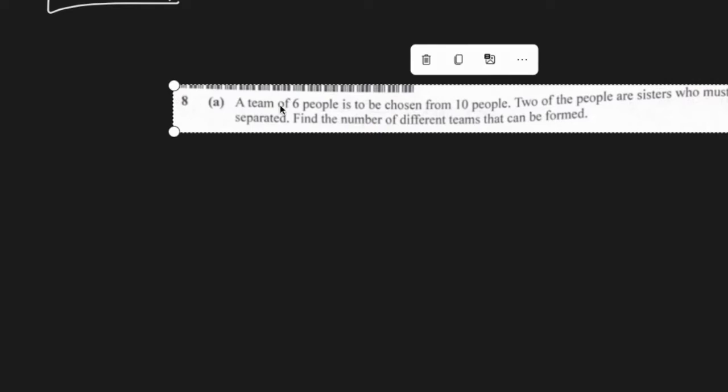This is about a team of 6 people to be chosen from 10 people. Okay, chosen. All right, two of the people are sisters. That means 2 sisters plus 8 more people, and from there we have to choose 6, who must not be separated. This question paper is exactly like paper 1-3, the questions are matching. Must not be separated means they should be either in the team or out of the team. Find the number of different teams that can be formed.